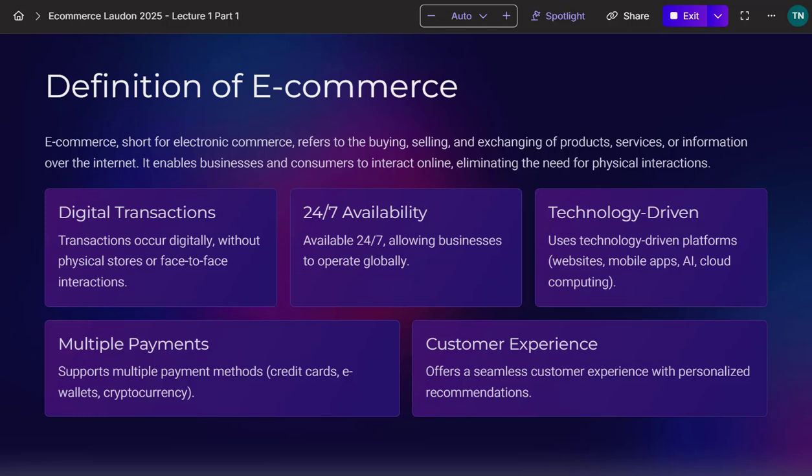E-commerce is driven by technologies, by the websites, mobile apps, AI, cloud computing, and e-commerce supports multiple payment methods such as credit cards, e-wallet, and cryptocurrency. Note that cryptocurrency is not permitted in Vietnam at the moment. And customer experience. E-commerce offers a seamless customer experience with personalized recommendations.